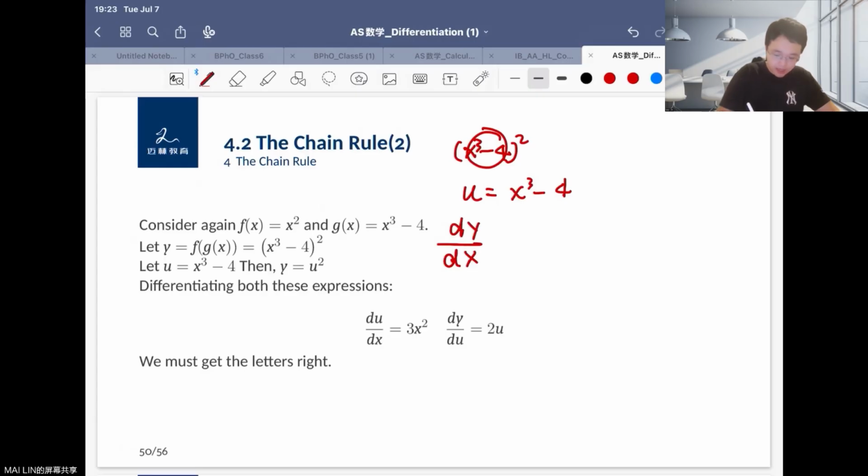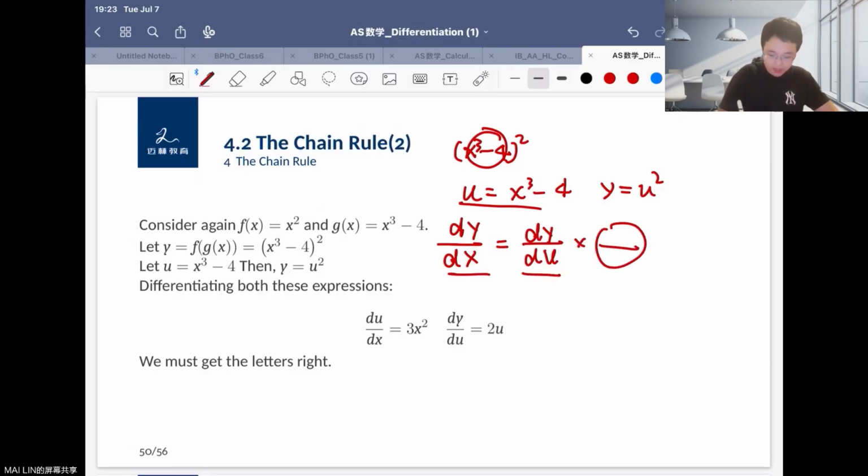Because u equals x cubed minus 4, y can be considered as u squared. So dy over dx can first be dy over du, but to keep the equation balanced, you have to multiply by du over dx. The du and du cancel each other, so dy over dx equals dy over dx.